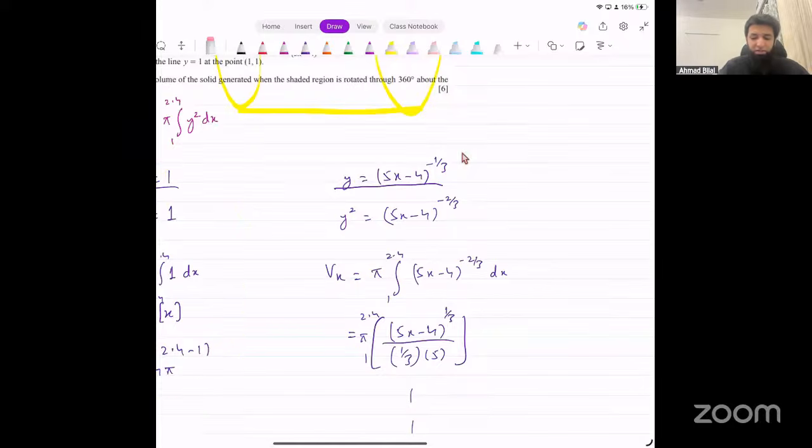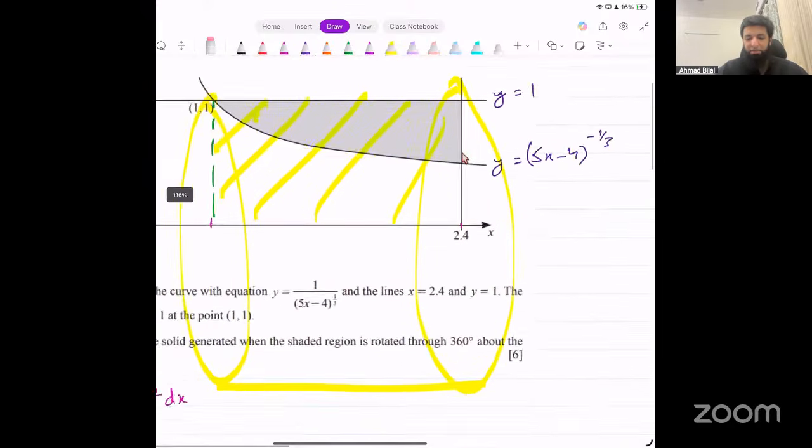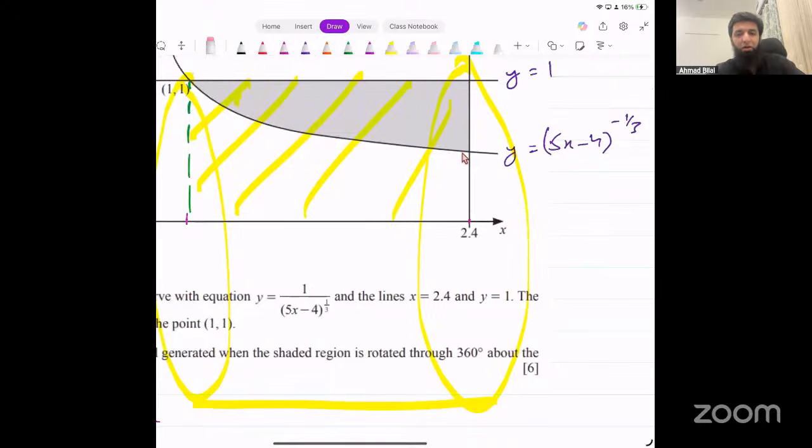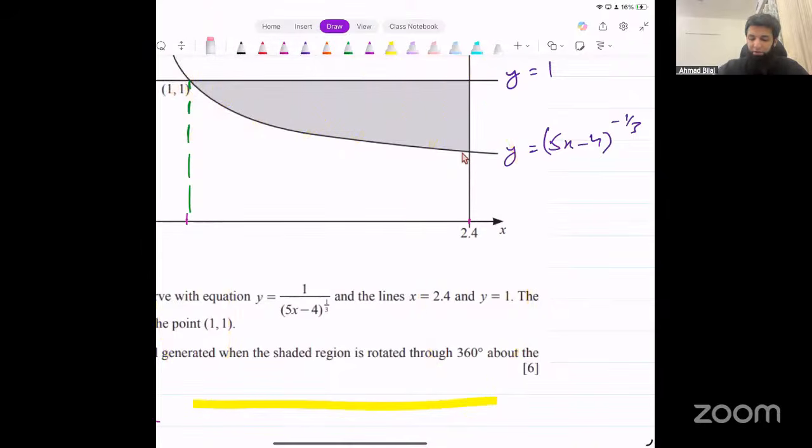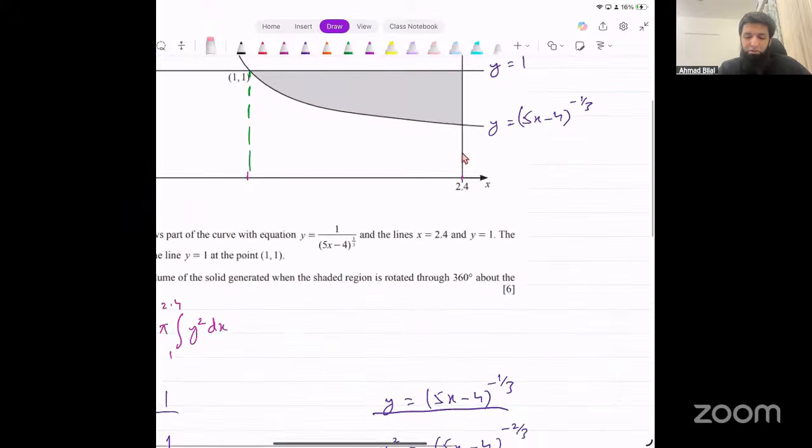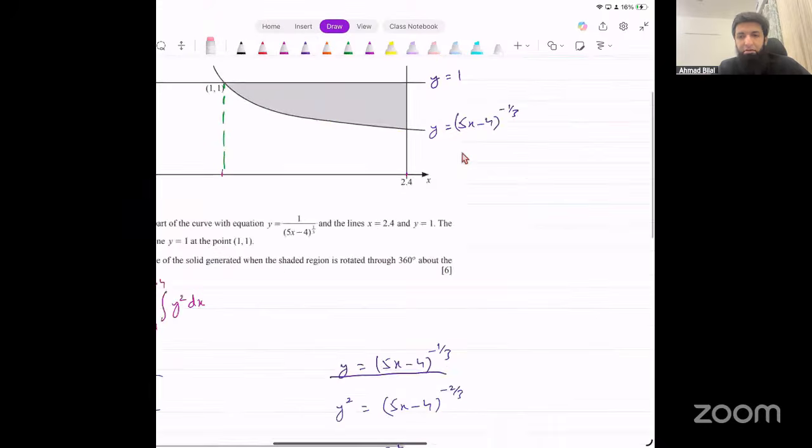But most students find it difficult to visualize how the shape is going to look when you rotate it like this. So I think it's easier to just use integration. But if you are comfortable with this cylinder thing, you can also do that. That's also fine. That will also be correct. But it's not required. Integration will work for you.